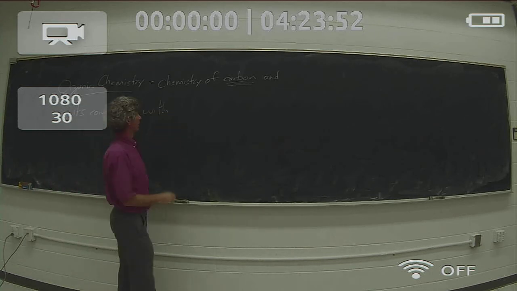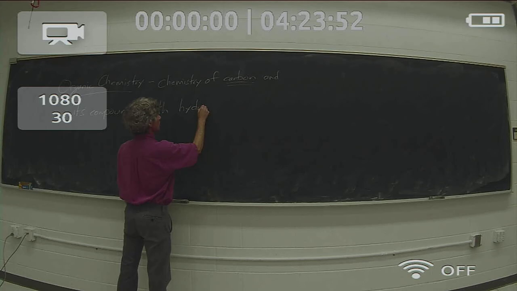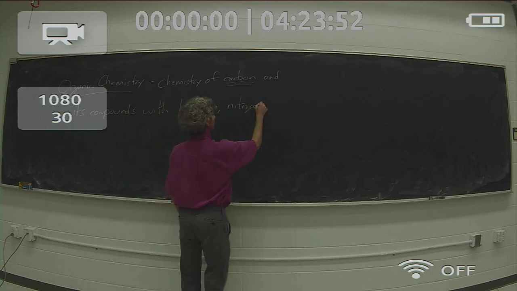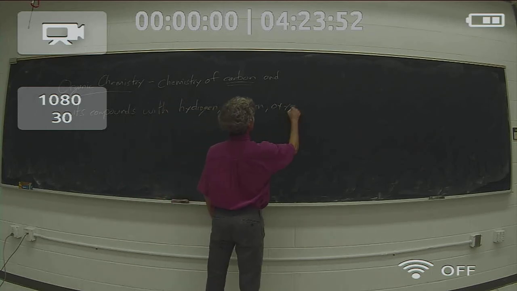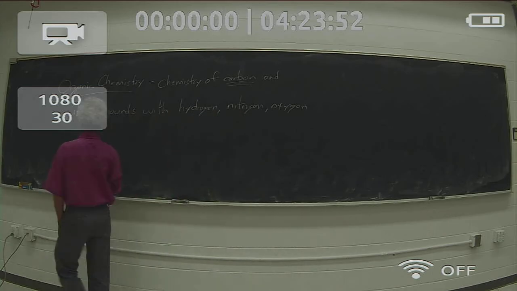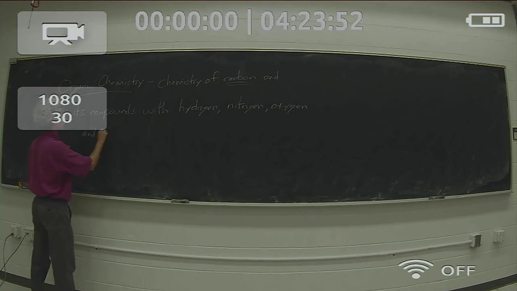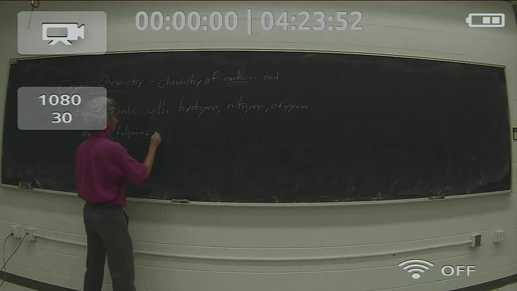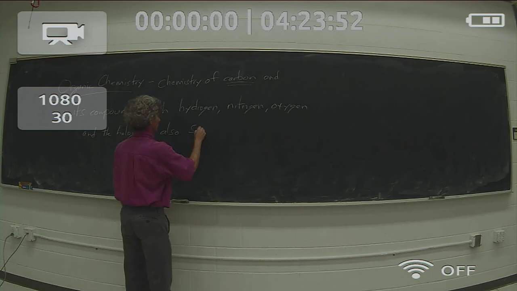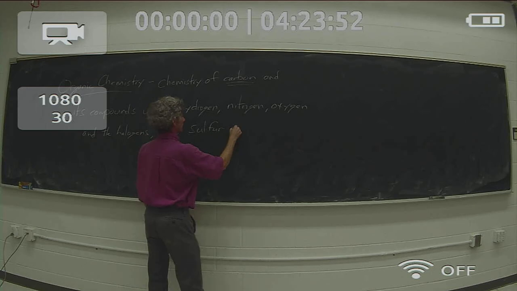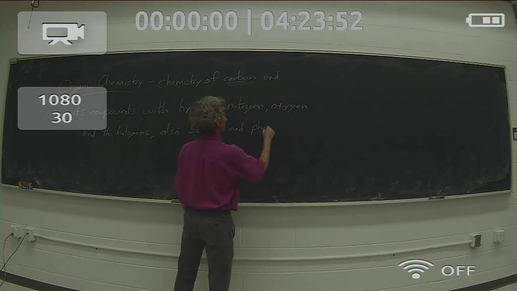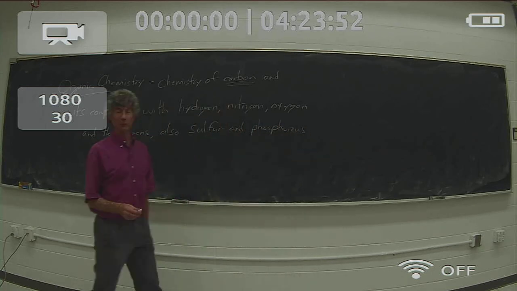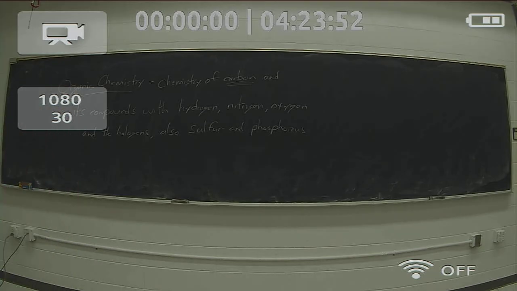So we're talking about hydrogen, nitrogen, oxygen, and the halogens primarily, but also sulfur and phosphorus in quite a few cases. Okay. So these are all the nonmetals.